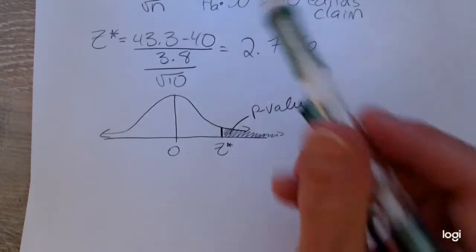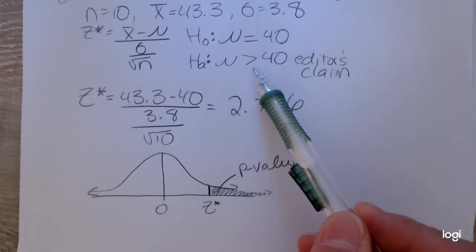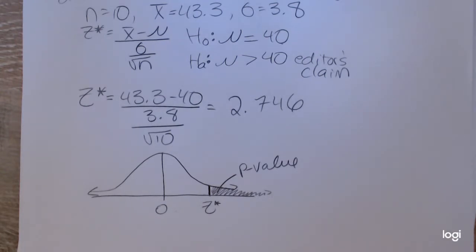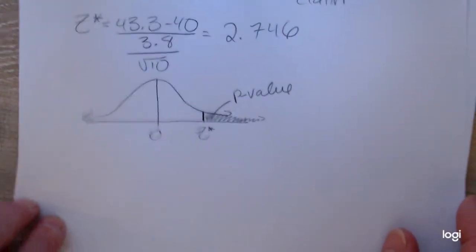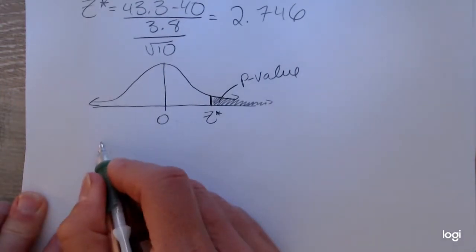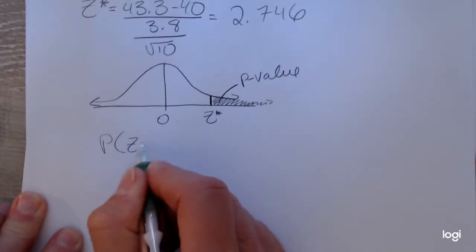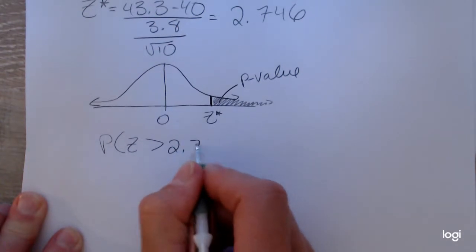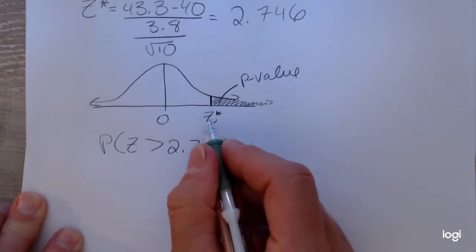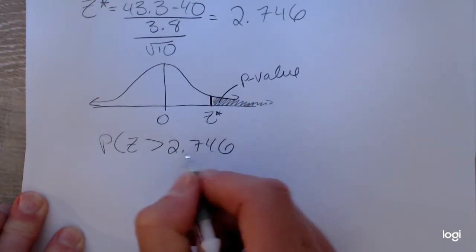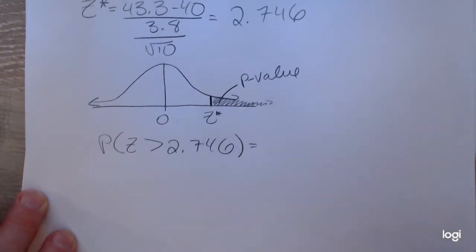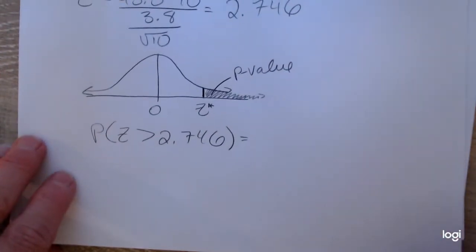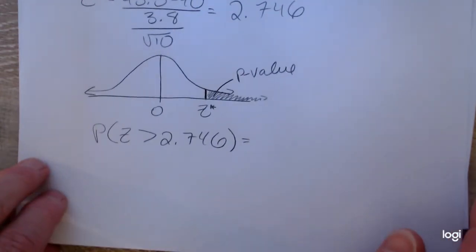Because we have an upper tail test, we don't need to divide alpha in half, so we do not need to double that p-value. Because the p-value is a probability, in probability notation, this is the probability we get a z-score greater than 2.746, because this test statistic is 2.746. I can use my standard normal table, or I can use the normal CDF function in the calculator.